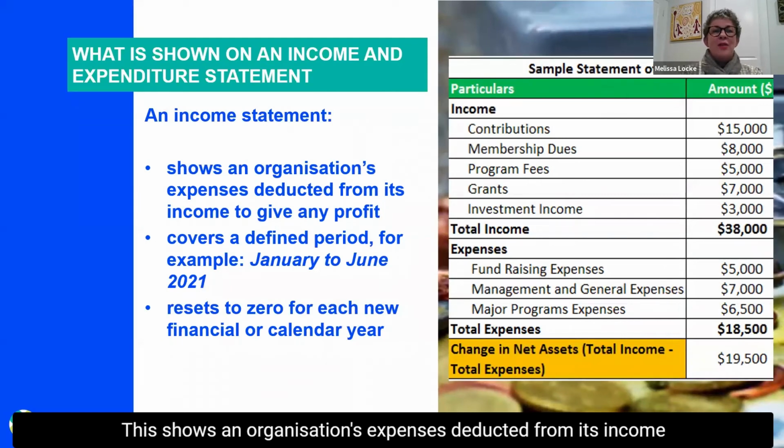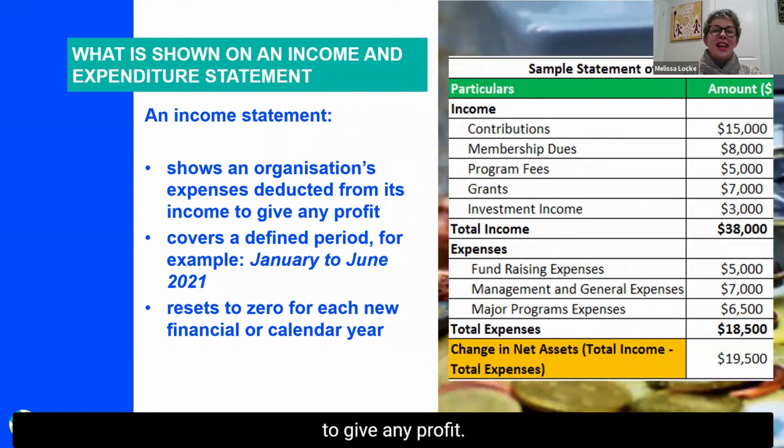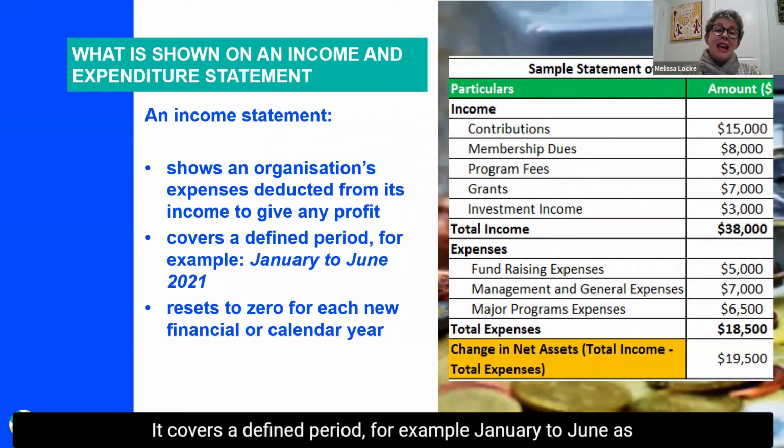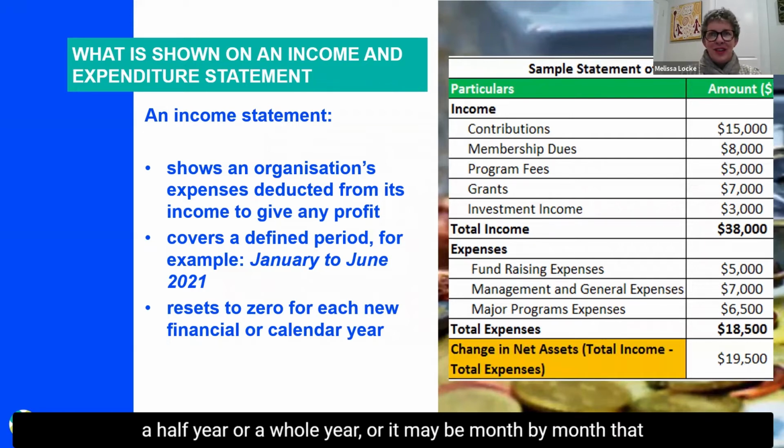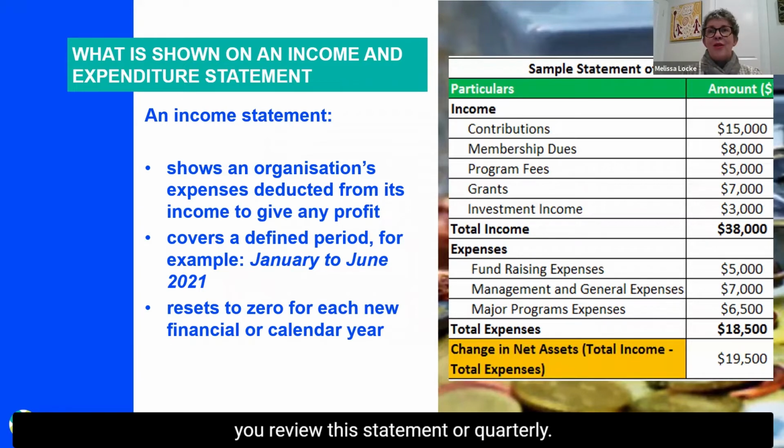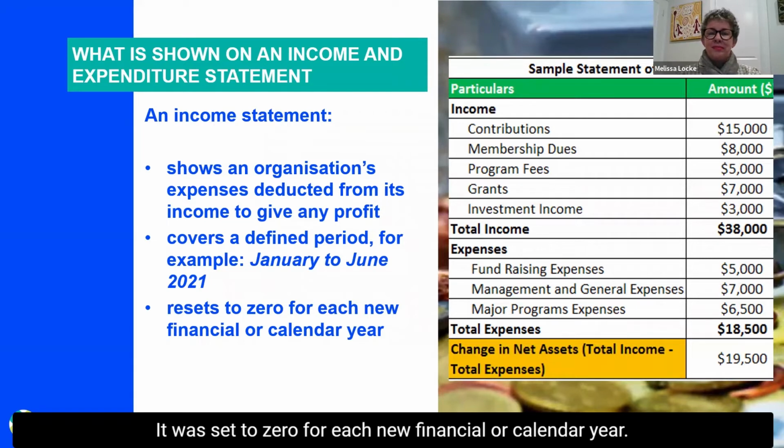This shows an organisation's expenses deducted from its income to give any profit. It covers a defined period. For example, January to June as a half year or a whole year, or it may be month by month or quarterly that you review this statement. It resets to zero for each new financial or calendar year.